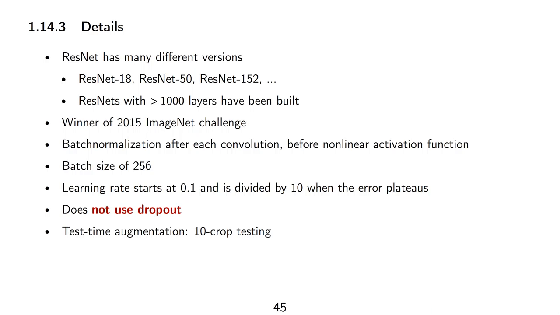The authors use a batch size of 256, and similar to other papers, the learning rate starts at 0.1 and is divided by 10 when the error plateaus. This paper, I think, is the first major successful architecture that does not use any dropout. That means there's no dropout layer. Also, this paper proposes the test time augmentation 10 crop testing. That means that during test time, 10 different crops of an image are tested and the results are aggregated.